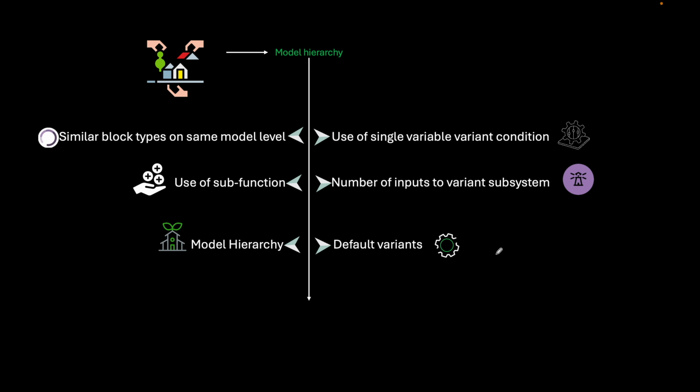In this particular tutorial series, we are looking into the MAAB guideline. In this particular segment, we are looking at model hierarchy. In the previous tutorials, we have seen all these aspects of model hierarchy. In this tutorial, we will see the use of single variable variant condition. Let's get started.